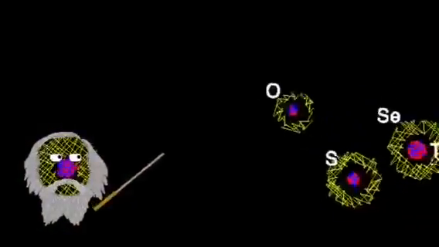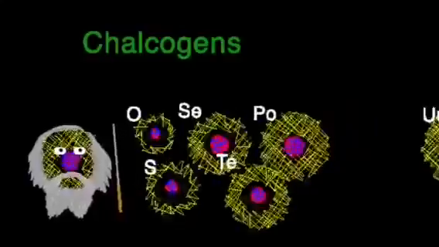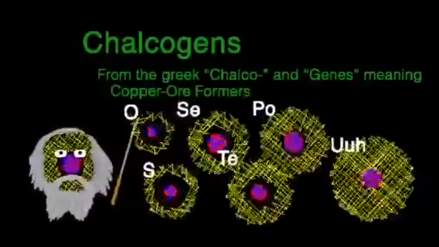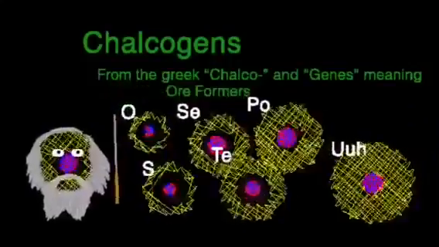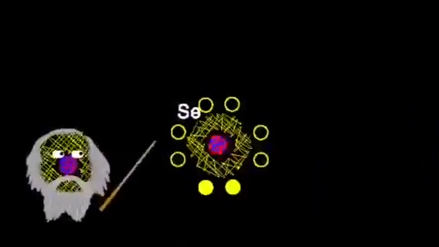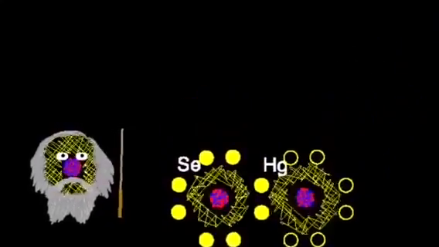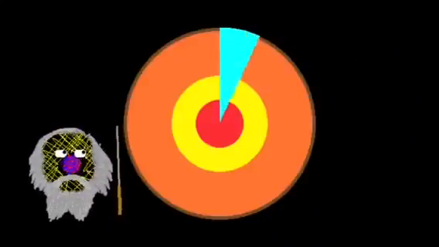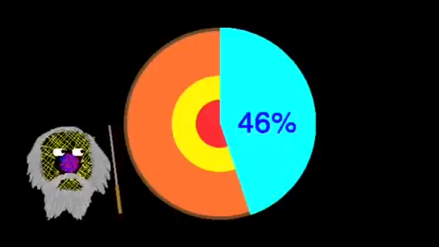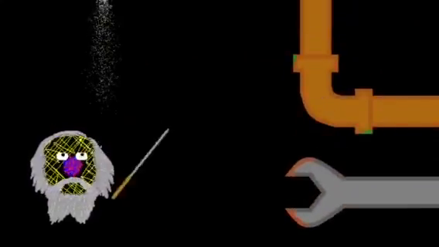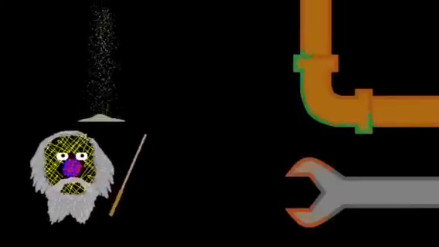These are the chalcogens, the group 16 elements. While their name means copper ore formers, they should really be thought of as simply ore formers. Because they all have room for 2 electrons in their outer shells, they readily bond with metals, forming compounds. It may be hard to believe, but 46% of the Earth's crust is oxygen because it so easily bonds with silicon, iron, copper, and other elements.